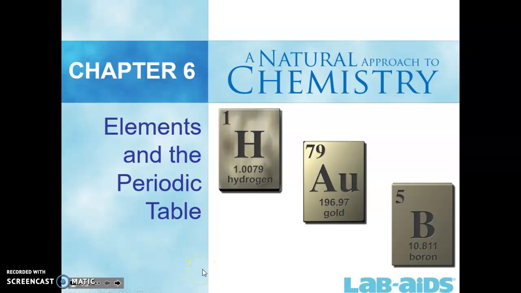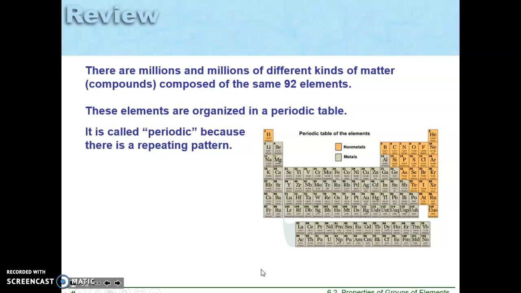This is Chemistry, Chapter 6 on the elements in the periodic table, and we are going to be studying 6.2 properties of groups and elements today. So there are millions and millions of different kinds of matter, and all of these mixtures and compounds are composed of the same 92 naturally occurring elements. And all of these elements, plus all the other ones adding up to 118 that are synthesized, are organized into the periodic table.